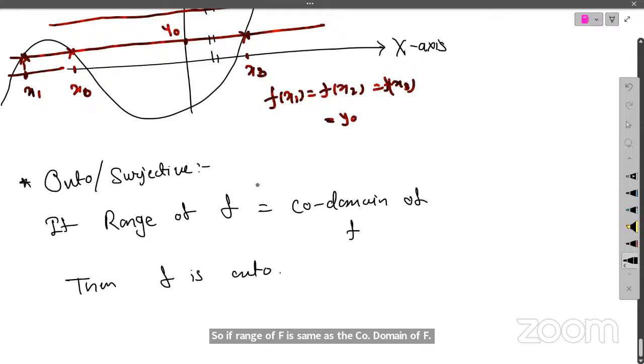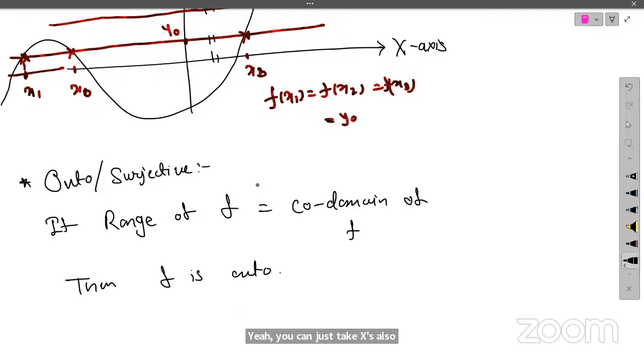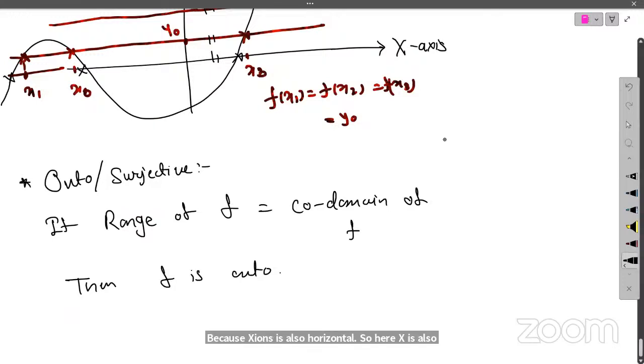Okay, so onto function actually depends on the codomain, whatever codomain is given to you. If we restrict our codomain to be the range, then obviously it is an onto function. You can just take the x-axis also, because the x-axis is also a horizontal line. So here the x-axis is also cutting the graph 3 times, so obviously it's not a one-one function. Okay.